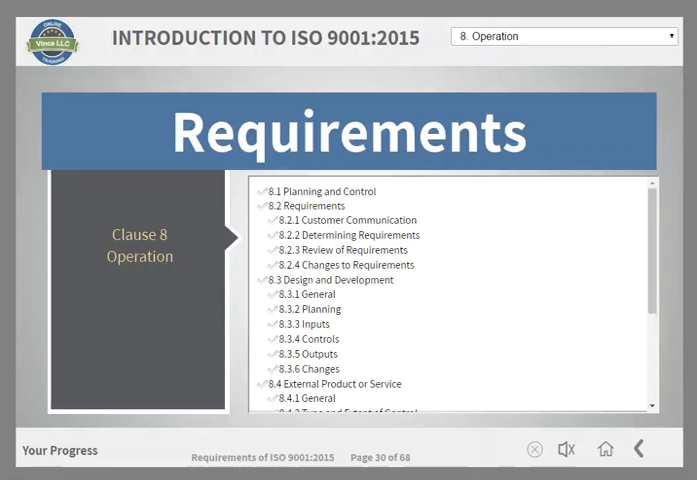There have been several mentions of operational processes already in the standard. Clause 8 contains the requirements for controlling the processes used to create your product or deliver your service. We will look at each subclause. Operational planning and control, requirements for products and services, design and development of product and services, control of externally provided processes, products and services, production and service provision, release of products and services, and control of non-conforming outputs.